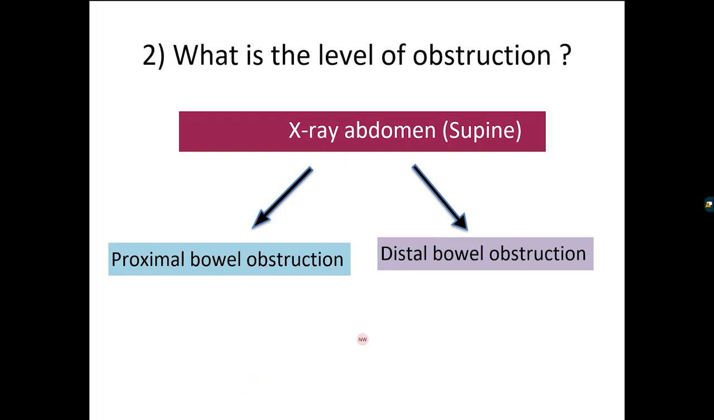Once you do that, the next question for the clinician is to determine the level of obstruction. For you to do that, all you need is the plain X-ray abdomen. Looking at that, an experienced clinician or a radiologist should be able to tell you whether it's a possible proximal bowel obstruction or a possible case of distal bowel obstruction.